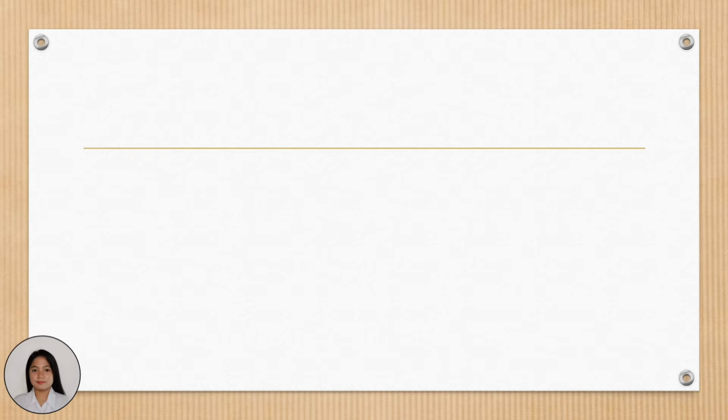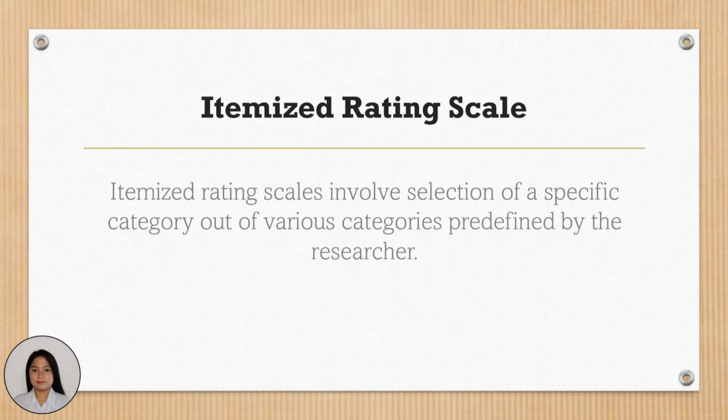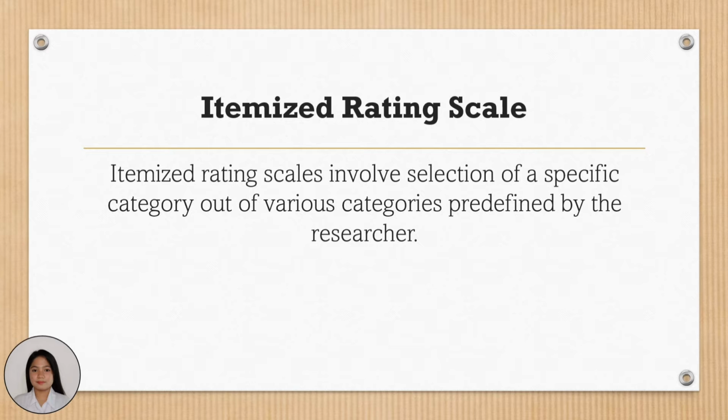Next is 5.7.2 Itemized Rating Scale. Itemized rating scales involve selection of a specific category out of various categories predefined by the researcher. Sa bawat category naman dito may brief description at yung mga respondents ay inaasahang pumili ng pinaka-fit sa isang category. Itemized scales are widely used in marketing research. Likert, semantic differential, and staple scale are among the most used itemized rating scales, and we shall describe them in detail in this section.